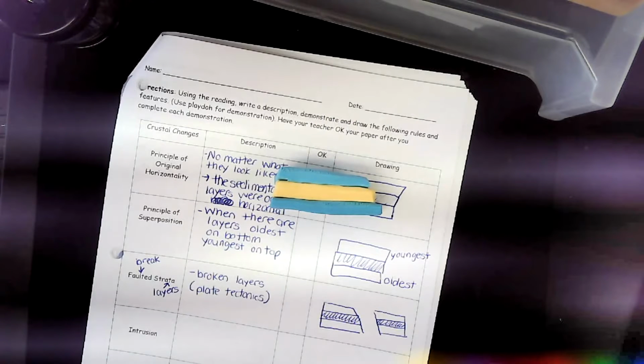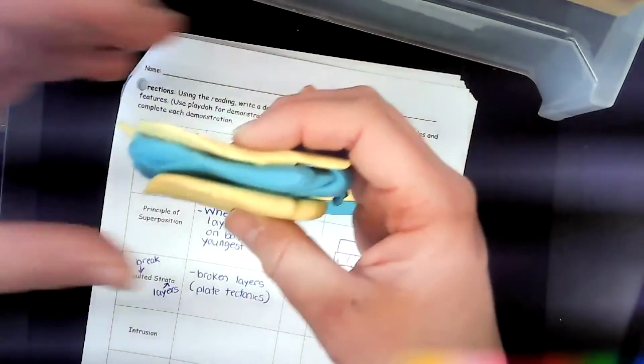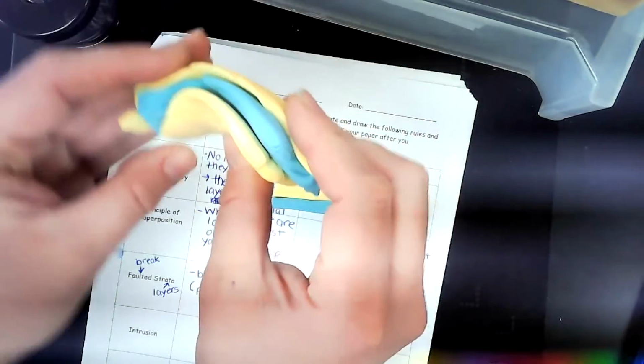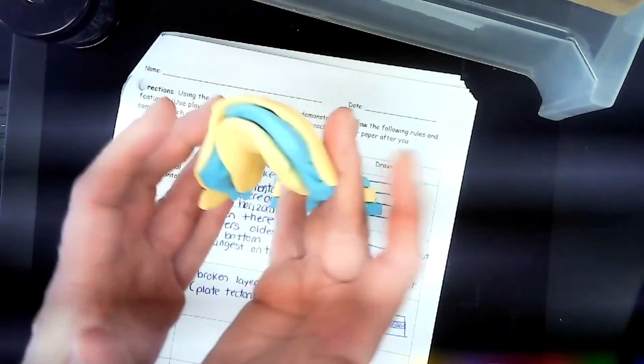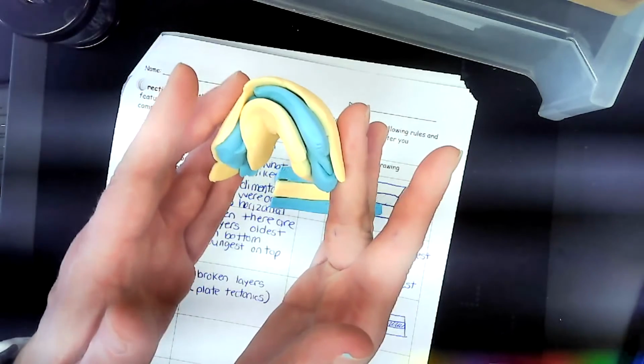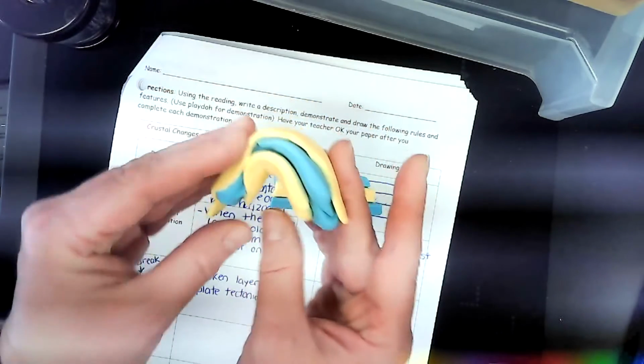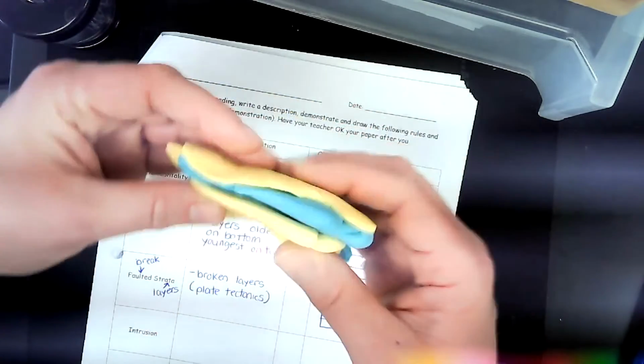Another thing that they could do, and I'm going to just grab some not as perfect layers because it'll demonstrate it a little bit easier, because I don't want to mess up my perfect ones right now. So there's another set. So we could tilt them. Another thing that could happen is they could bend. But again, all that original horizontality is saying is that when they were born, they were nice and flat.